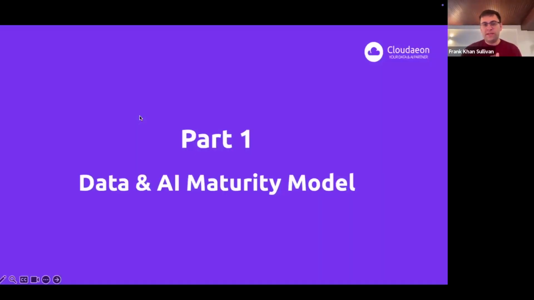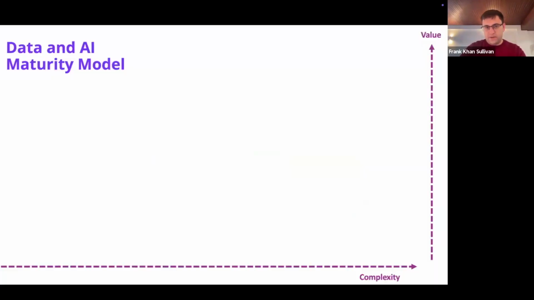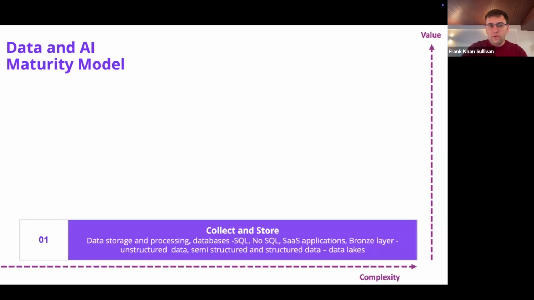So part one, the data and AI maturity model. Dan, I'm going to pass this one over to you to explain, if we think about the two axes here: what is the value to the organization, and what is its relative complexity in terms of being able to roll out and get to that point of value? Where we're starting off at level one here.